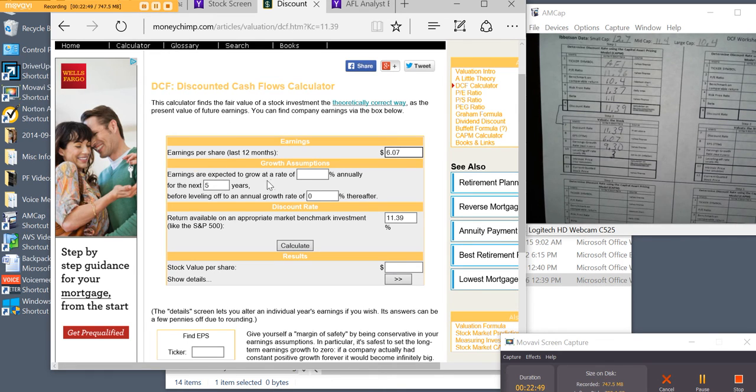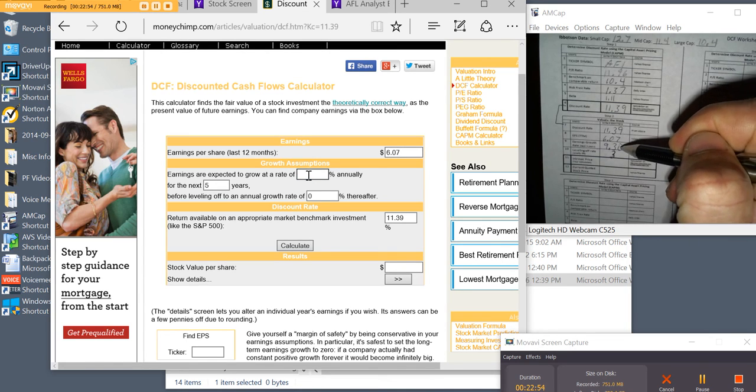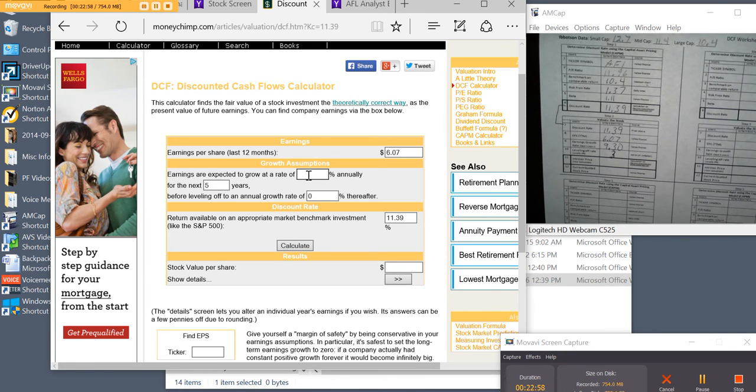And earnings are expected to grow at a rate of what? And I'm going to enter in 9.30. Okay, that's what analysts expect Aflac to grow by for the next 5 years before leveling off to an annual growth rate of 3%. Now, we're going to leave this discount rate right here. That's going to stay the same, because that transferred over from our previous calculation.